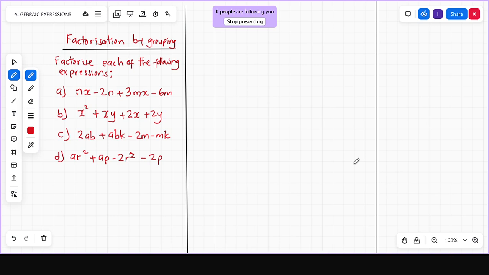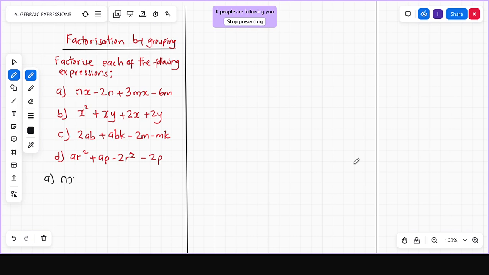Hello guys, in this tutorial I'm going to teach you about algebraic expressions, whereby you're going to learn how to factorize by grouping. Now we've got a set of questions here, 4 questions that we need to solve. The questions say: factorize each of the following expressions. Now, the first example we've got is nx, so let me start with the first example.